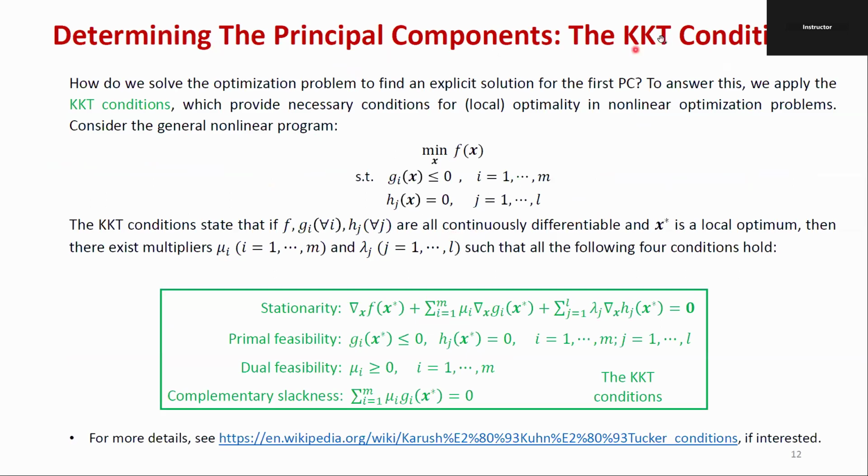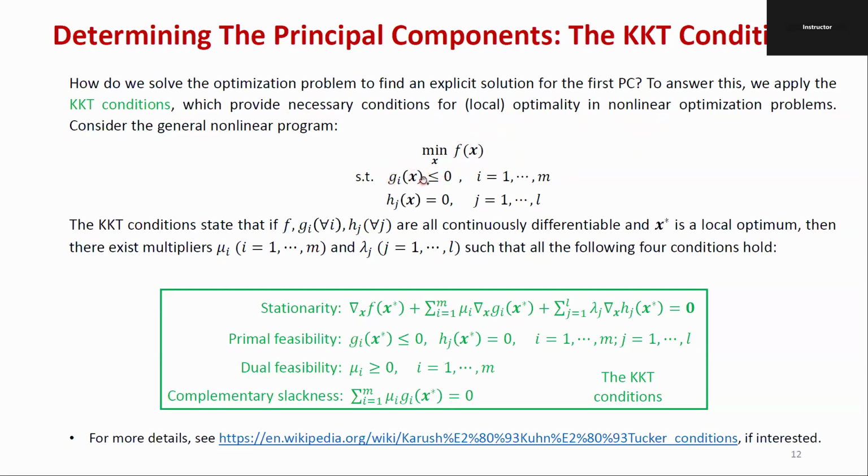So the trick here is called KKT conditions. Again, if you have never heard of KKT conditions, it's fine, because this is not a main point in this class. I just want to let you know that something called KKT conditions exists. It gives necessary conditions for local optimality in general nonlinear optimization problems. So here's the general form. This f(x) can be a nonlinear function. It doesn't have to be linear.